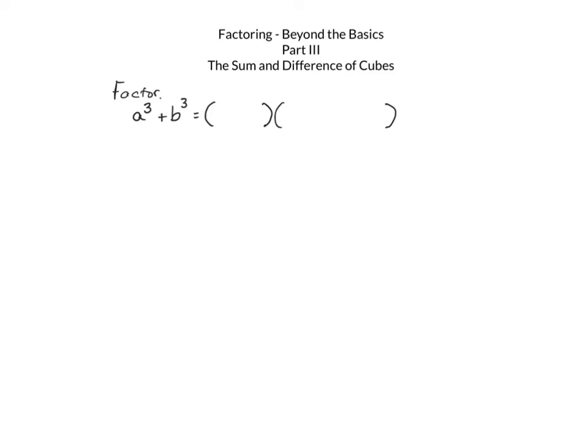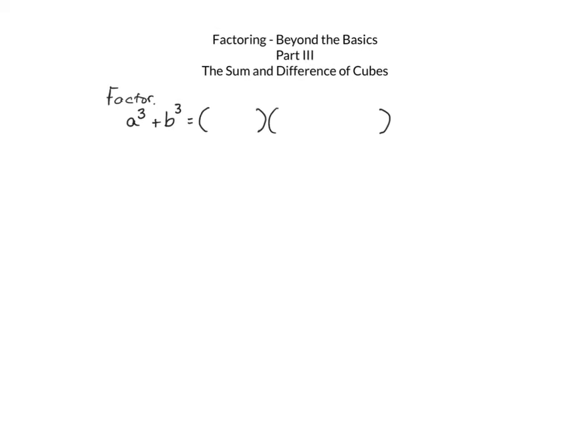And the binomial is what you get when you just remove those cubes. So I will have a plus b. And in our trinomial, I just use the pattern that I have practiced. With respect to this binomial that is a plus b, I take the first term and square it. And I take the last term and square it. And that will give me two terms of my trinomial.